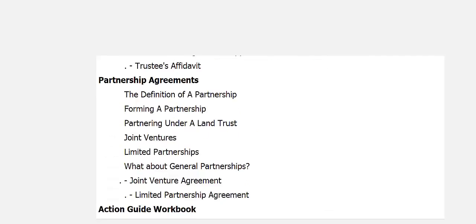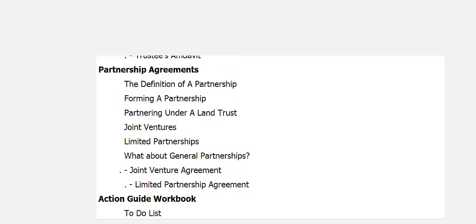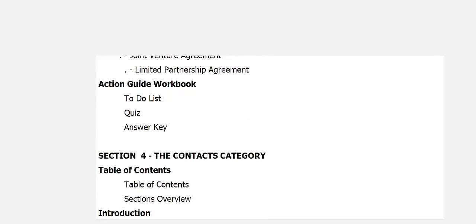The next set of agreements are partnership agreements. There are two kinds of partners. There is a money or credit partner and there's a private lender. Definition of a partnership, forming a partnership, partnering under a land trust, joint ventures, limited partnerships. What about general partnerships, joint venture agreement, limited partnership agreement? Then action guide workbook, to-do list, quiz, answer key.